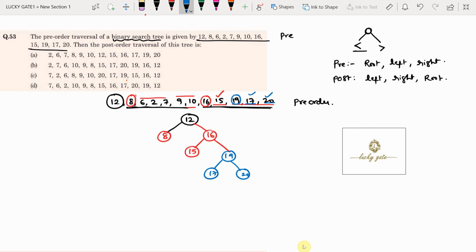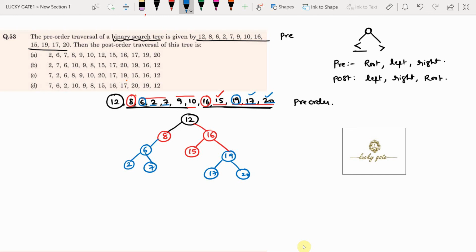Now these 6 to 7 are to the left of node 8. What is the root node? 6. Now 6 will be the root node of the left subtree of 8, and less than 6 will be the left subtree, greater than 6 will be the right subtree. Less than 6 is 2, greater than 6 is 7, left and right subtree.